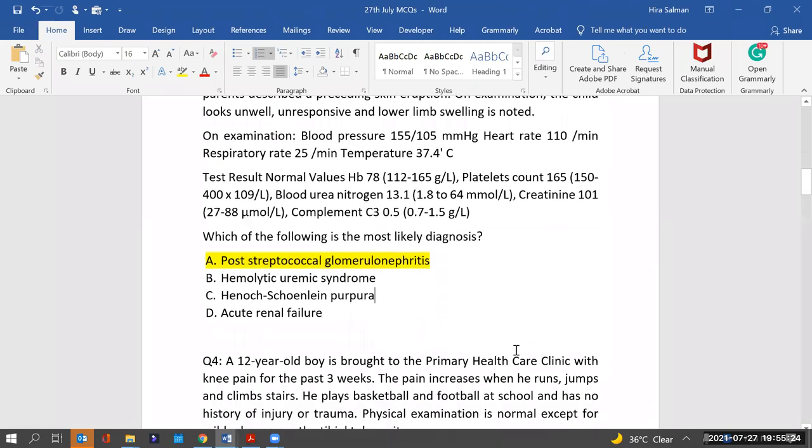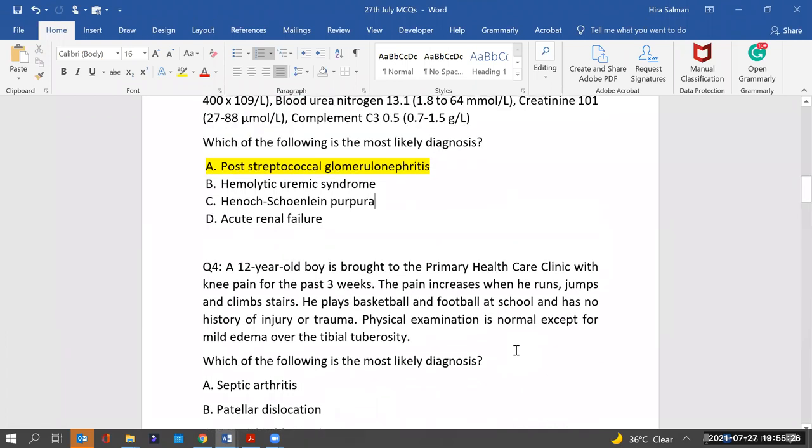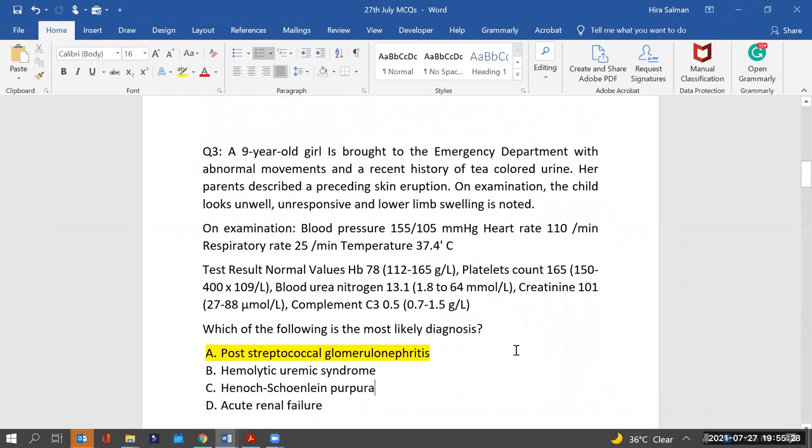Okay. So I think these questions are quite clear, based on the symptoms, the presentation, and the findings which you are going to observe, especially during your analysis and by checking the complement levels. So let's go to the next one.